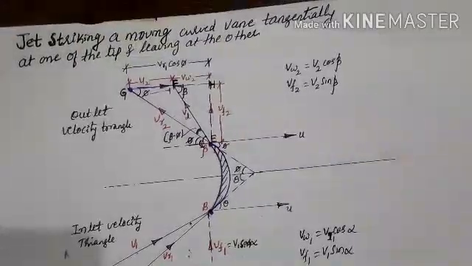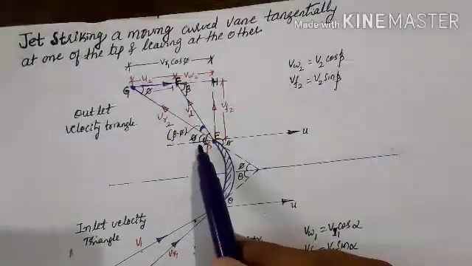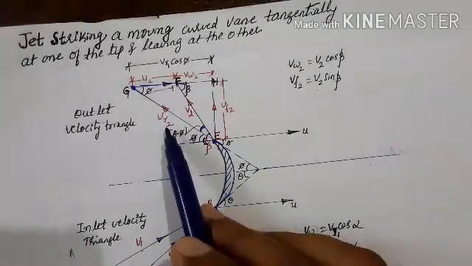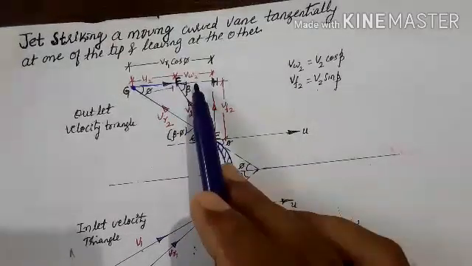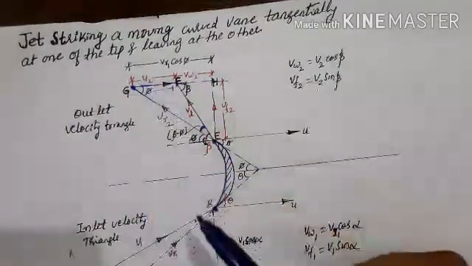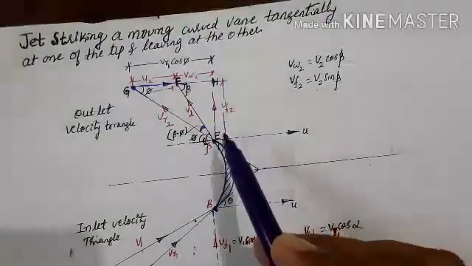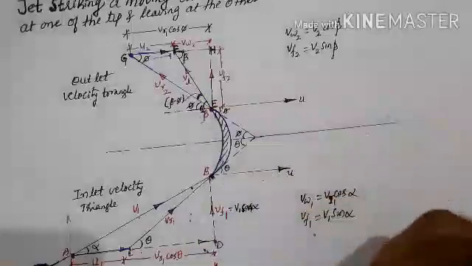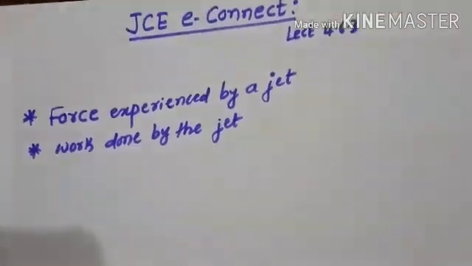Similarly, look at the outlet velocity triangle, which again has various components. Phi represents the outlet blade angle, vr2 the relative velocity at outlet, vf2 the flow velocity at outlet, vw2 the whirl velocity at outlet, and u2 the blade velocity. It is very easy to construct the velocity triangles at inlet and outlet. Once we construct them, we have to calculate the force experienced by the jet on the vane.